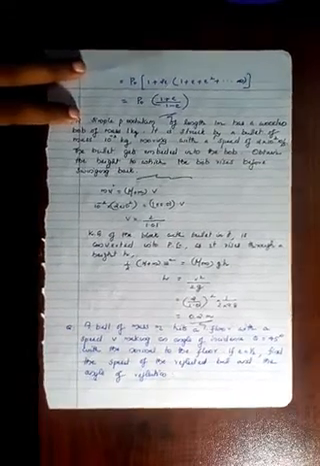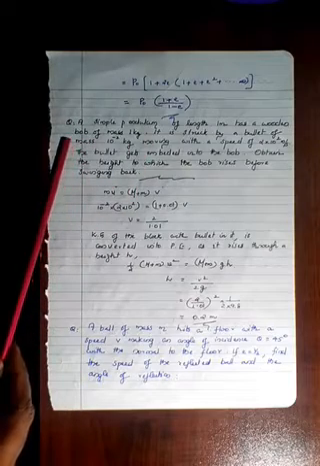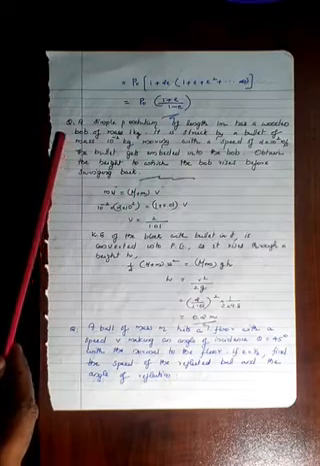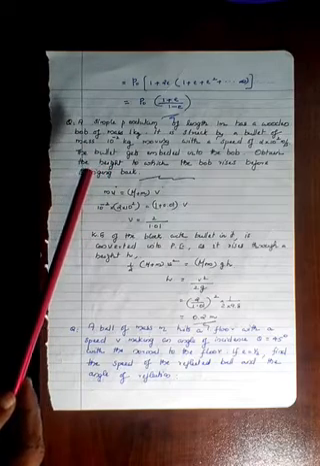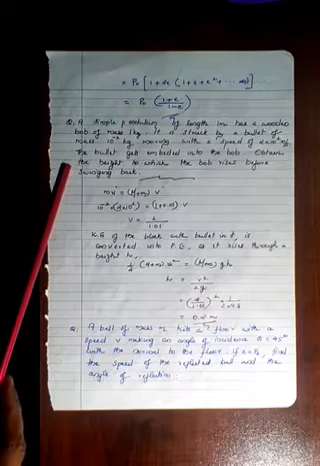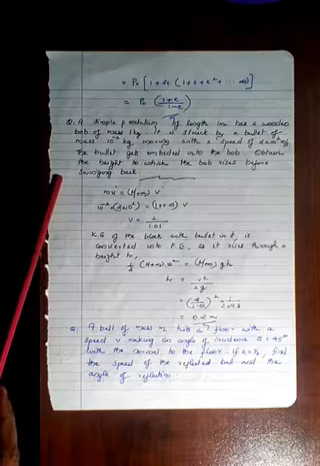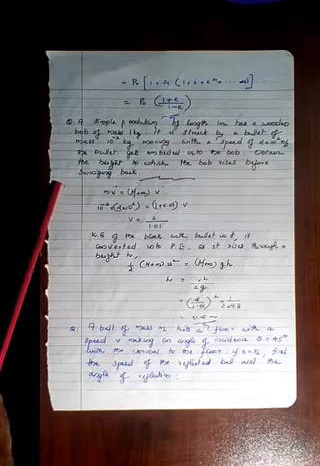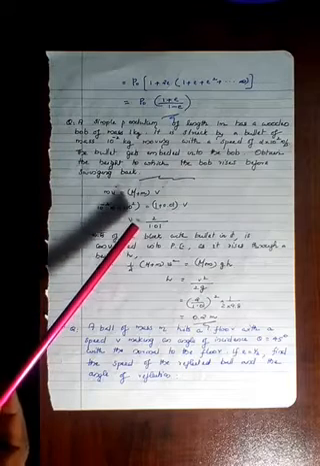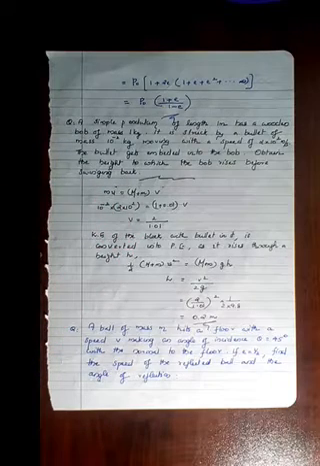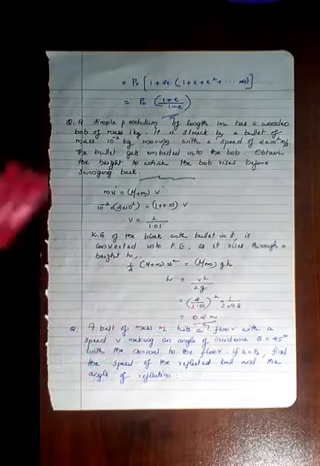We can move on with some more questions. A simple pendulum of length 1 meter has a wooden bob of mass 1 kilogram. It is struck by a bullet of mass 10 raised to minus 2 kilogram, moving with a speed of 2 into 10 square meter per second. The bullet gets embedded into the bob. Obtain the height to which the bob rises before swinging back. Using conservation of momentum, you get the value V, and that kinetic energy is utilized to increase the potential energy, and you get the value.